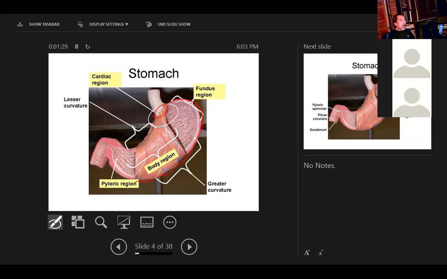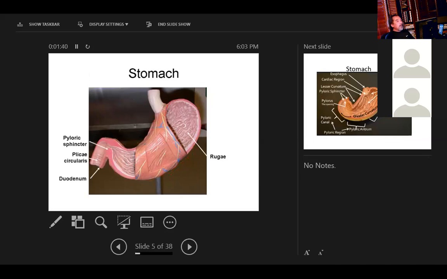And then the end of that stomach is going to be the pylorus region. So those are the four regions of the stomach. And this is going to be the lesser curvature, and this is going to be the greater curvature. Okay. And if you take a look at the inside of the stomach, you can see these ridges. These ridges are what we call rugae. Okay. And here you're going to see the pyloric sphincter, or what we call the valve.